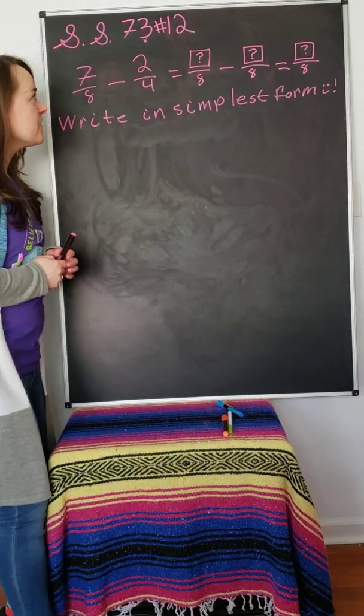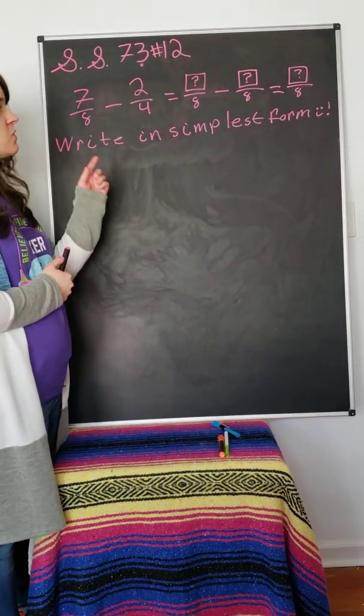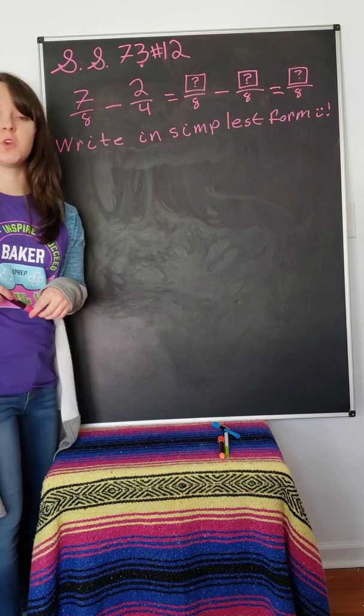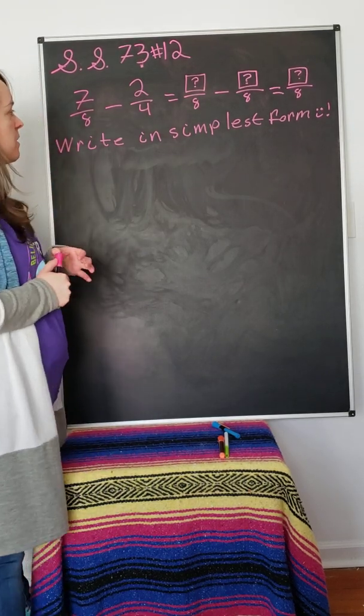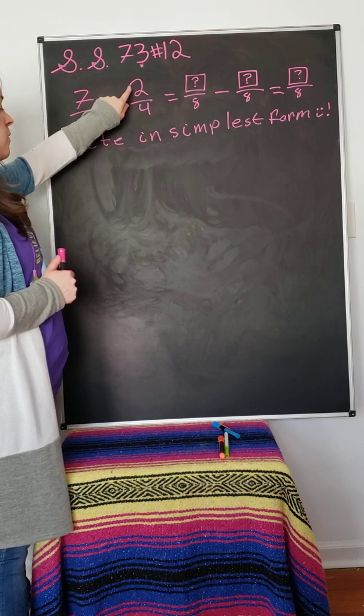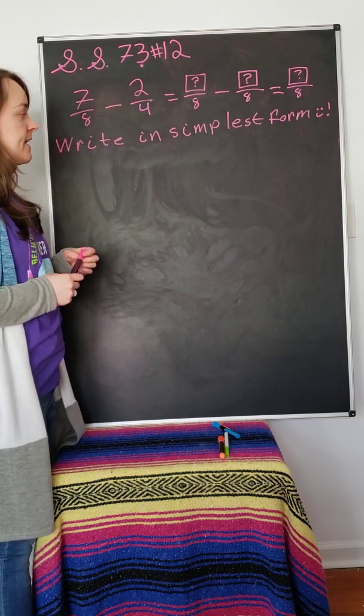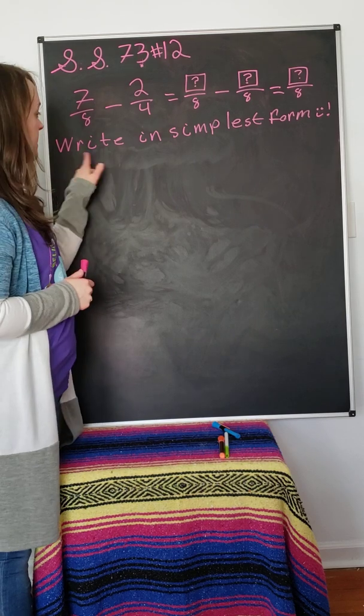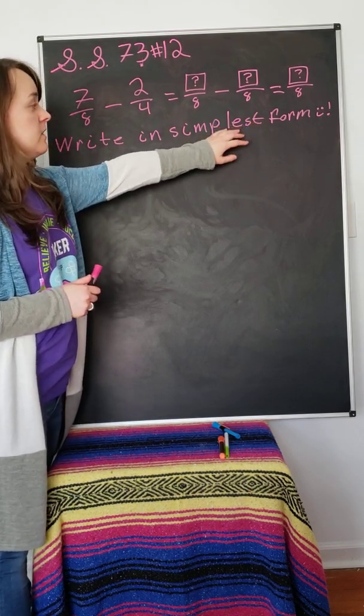Problem solvers. So this problem that I'm working on is Simple Solutions 73, number 2. In this problem, we are subtracting 7/8 minus 2/4. And this problem is asking us to write the answer in the simplest form.